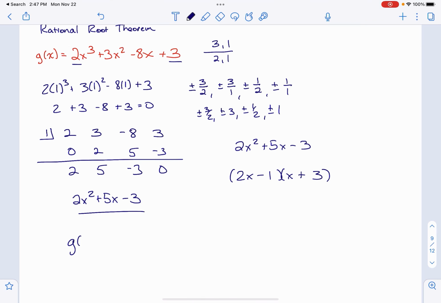G of x equals x minus 1. Where'd that come from? That's the one that we were able to do off the bat. And then 2x minus 1, and x plus 3. And there we have it, g of x in factored form.